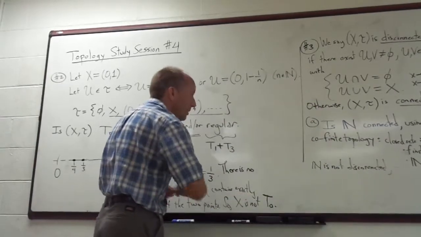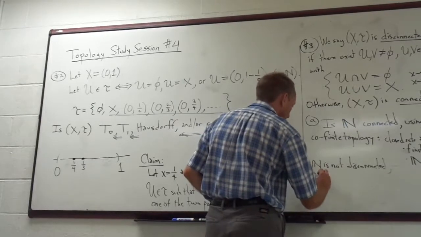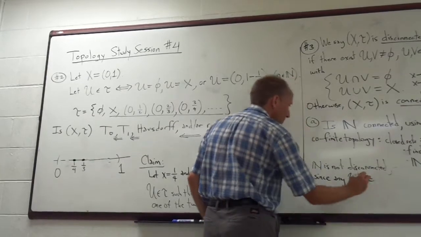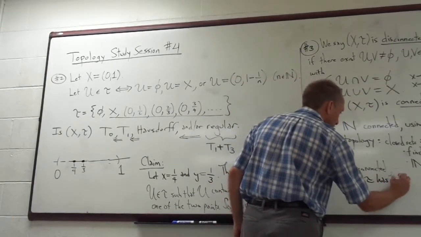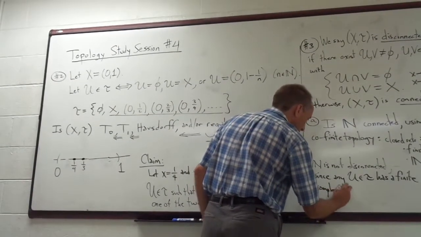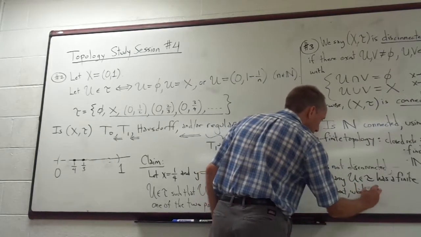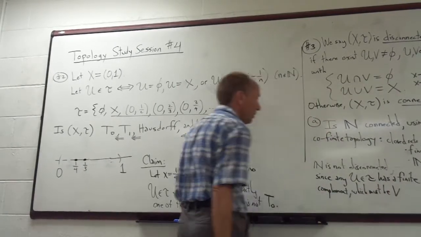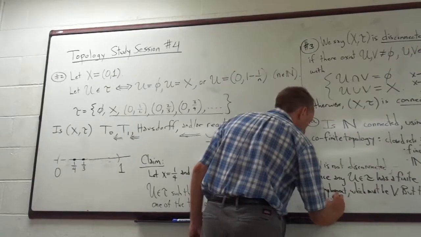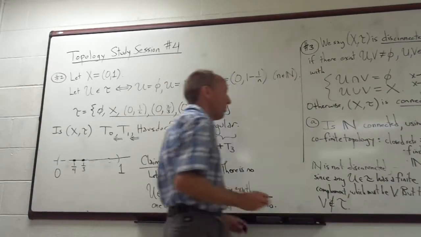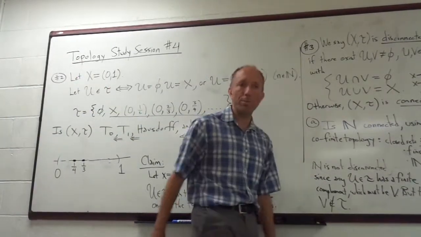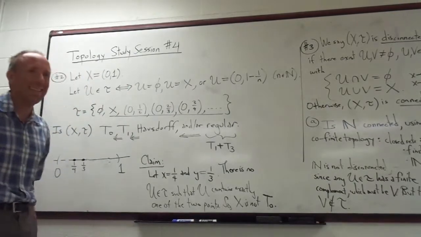N is not disconnected since any U in tau has a finite complement, which must be V. Okay, but then V is not in tau because its complement is U, which would be infinite. Okay, so I don't know how to say it much better than that. That's basically the idea, right? Does it make sense? Mm-hmm.